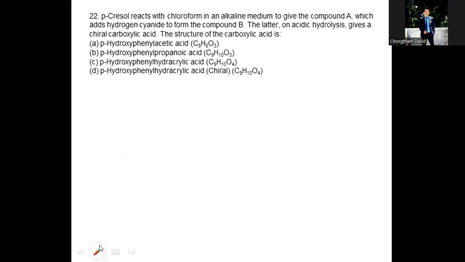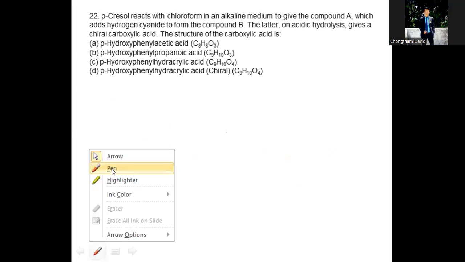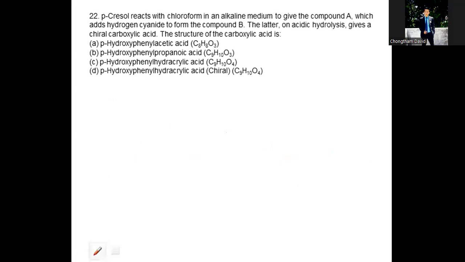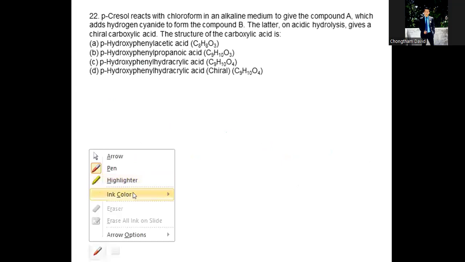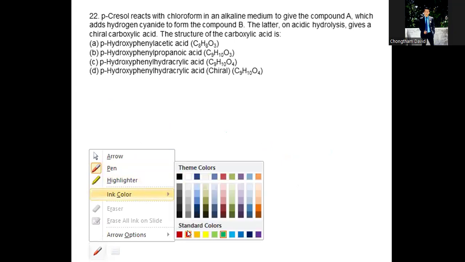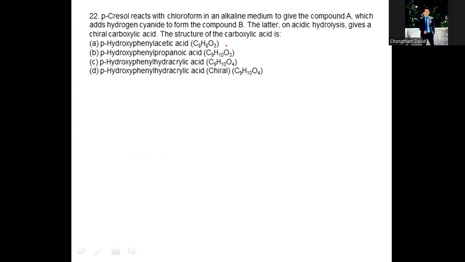Question number 22, read carefully. Paracresol, you know the structure of cresol. Paracresol reacts with chloroform in an alkaline medium to give compound A, which adds hydrogen cyanide to form compound B. Later on, acidic hydrolysis gives a chiral carboxylic acid. The structure of the carboxylic acid is. So write the structure of cresol.